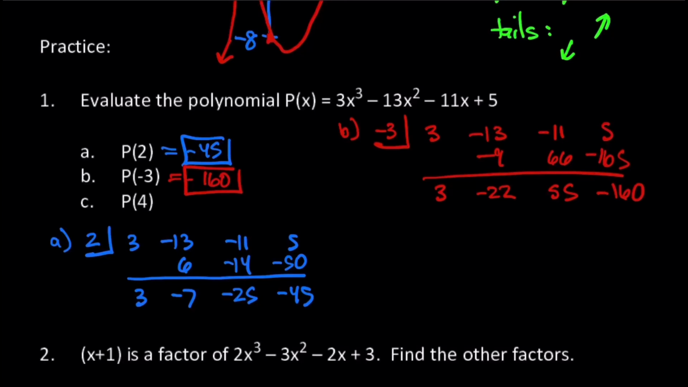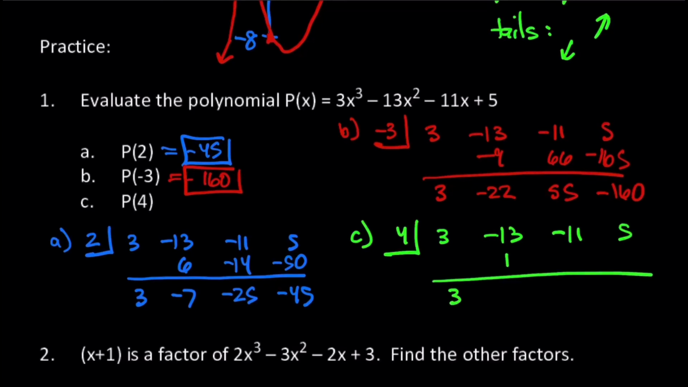And lastly at 4. So this will be C. 4, same coefficients, 3, negative 13, negative 11, and 5. Bring down, multiply, add, multiply, add, multiply, add, negative 55. Way faster than if I tried to plug in a 4 and take 4 cubed times 3 minus 13 times 4 squared minus 11 times 4 plus 5. I just did it in about 10 seconds. All right, I could not do it that fast by substitution.